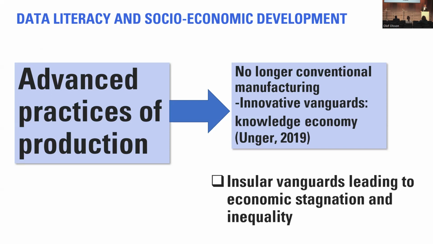And as we see through the perception of Mangabeira Unger, one of the authors I'm citing here, he mentions that the knowledge economy nowadays works through insular vanguards, leading to economic stagnation and also inequality. And for this process to shift, of course, data literacy is a major component, particularly looking at young people who are going to be the next generation of job seekers and also employees.